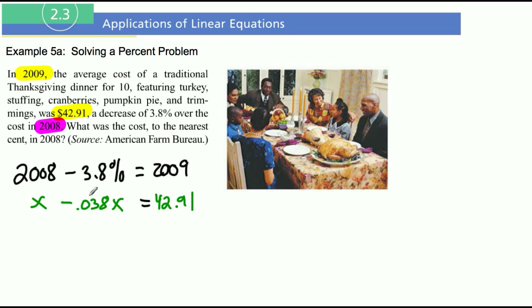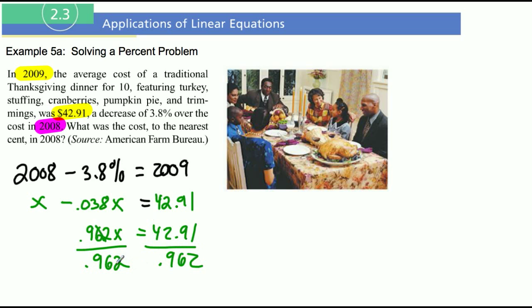All right, so now we have an equation here. 1 minus 0.038 will give us 0.962x, and that equals 42.91. So using our calculator here, I'm going to go ahead and divide both sides by 0.962. All right, and our answer then is $44.60. And again, I'm rounding to the nearest cent right there, so just 60. We're not worried about the 61, 62, or 63, but just 60.